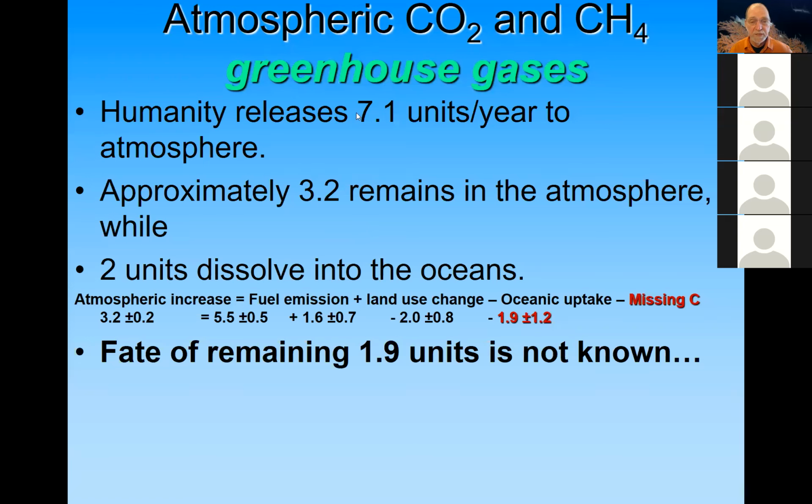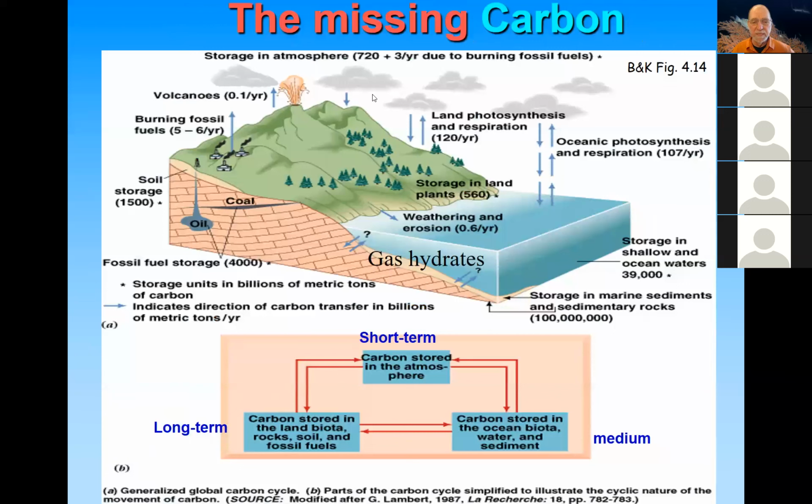Two of the 7 dissolve into the ocean. And that leaves a remaining 1.2 units, almost a third of the total release, that we really can't account for. We don't know exactly where that goes. Probably what's happening is that there's more effective uptake into the ocean, but this CO2 that we can't account for, this part of the carbon cycle that we don't fully quantify, is referred to as the missing carbon. And this demonstrates this in a little more detail.